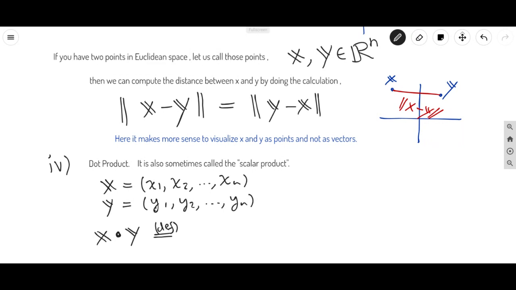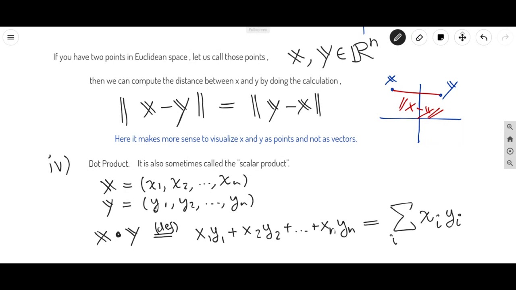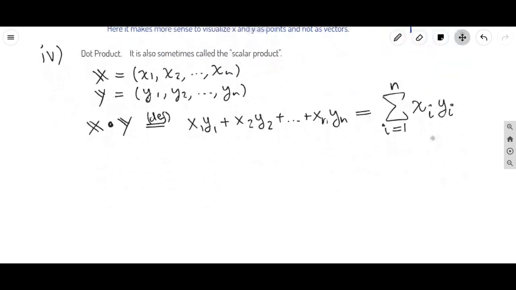By definition, what you do is you multiply component by component, but you make sure you add up the answers. You make sure that you add them up. If you want to use a fancy notation, you would write the sum of xi multiplied by yi, where the index i ranges from 1 to n. That's the other way you can write it, if you want to use the sum notation.